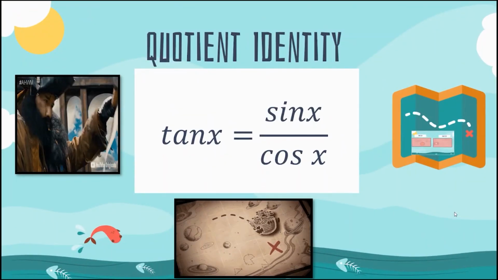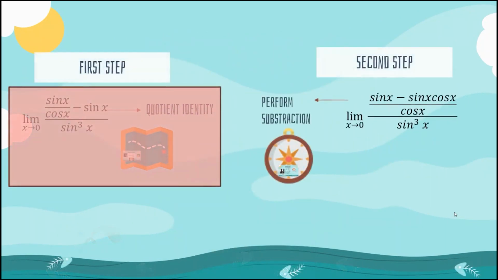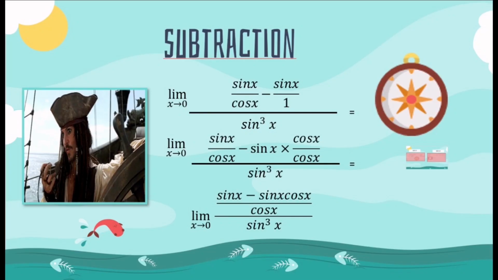in our equation. When we have already replaced, we're going to solve as if it were a regular subtraction of fractions. We're going to find our common denominator, in this case cosine of x, and we'll multiply top and bottom of sine of x divided by 1 by cosine of x. This will give us sine of x minus sine of x times cosine of x, divided by cosine of x, all of this divided by sine cubed of x.